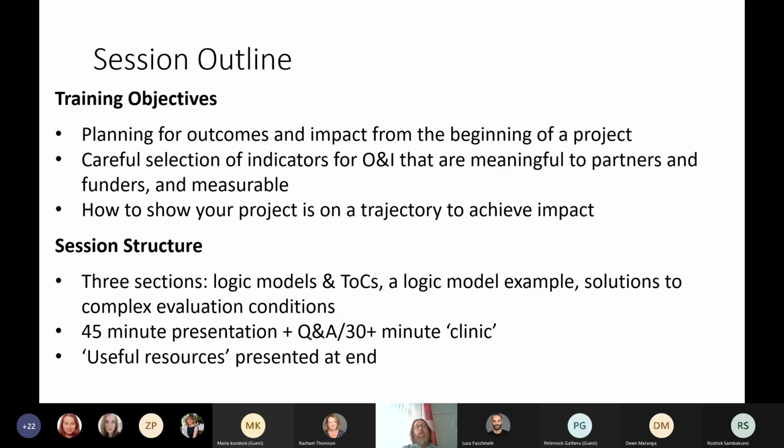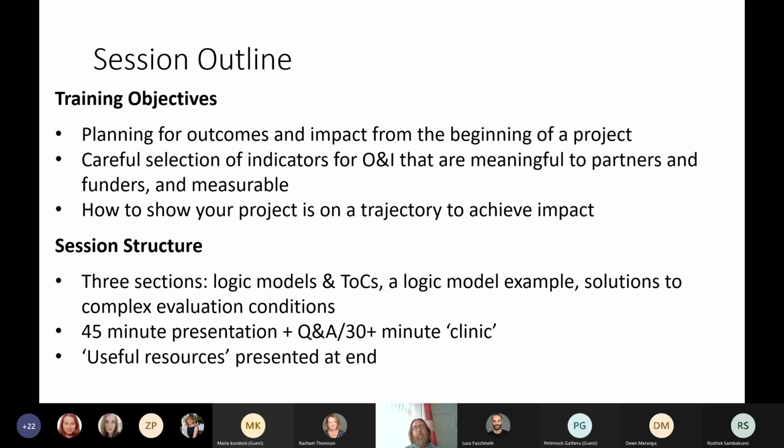So we'll talk through measuring outcome and impact largely within the context of logic models and theories of change, although with the emphasis on logic models, given we've already had some seminars on theories of change. So I'll briefly introduce those. I will present an example of a logic model based on something I've used in the past.